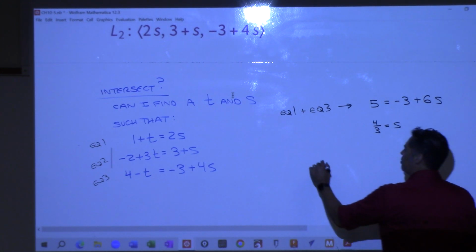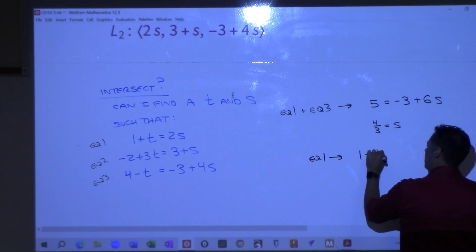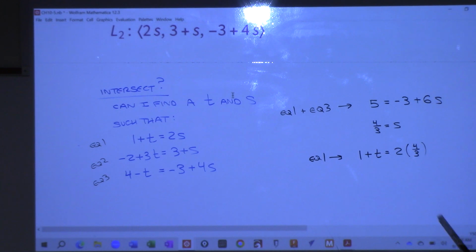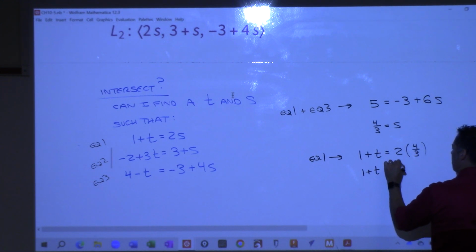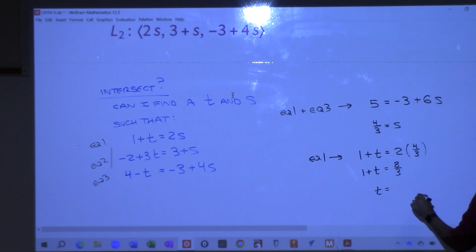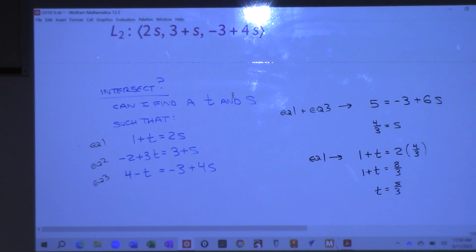So let's go back to equation 1. Let's replace. I get 1 plus t equals 2 times s, right? Like that. I've replaced s with 4/3. And that means that 1 plus t must equal 8/3, which means t must equal 5/3. So we're subtracting 1 on both sides. Subtract 3 over 3, we get 5/3.